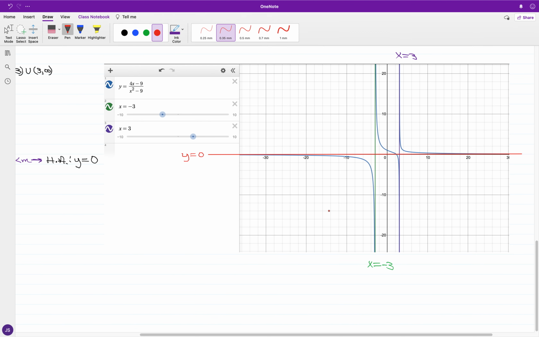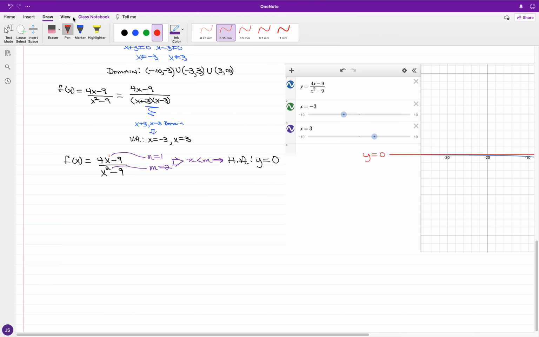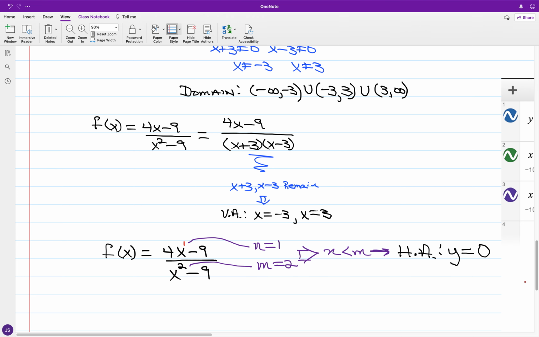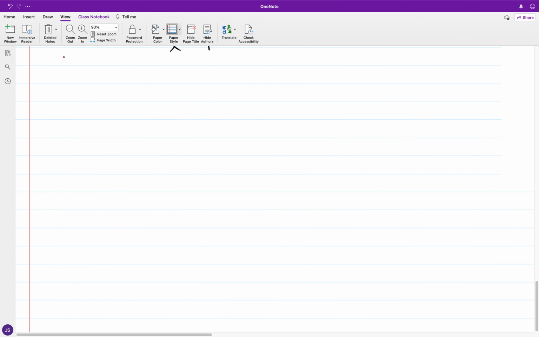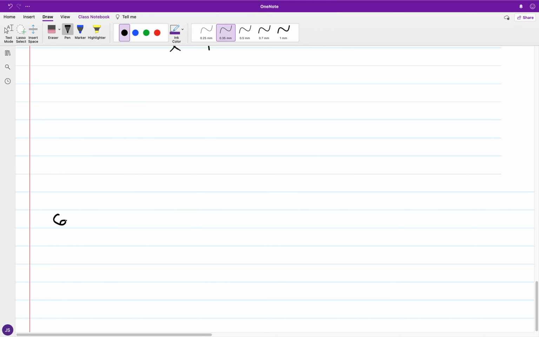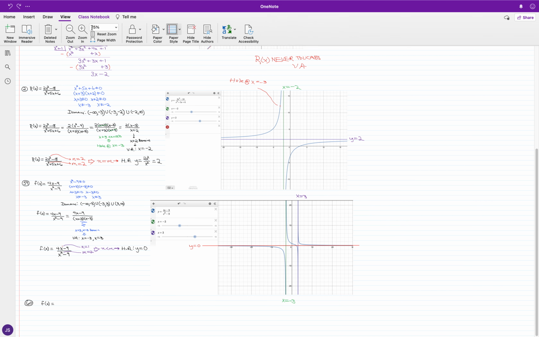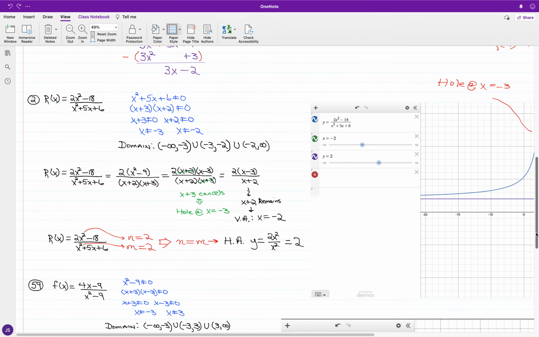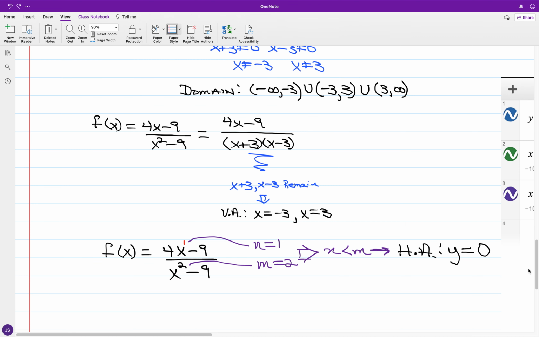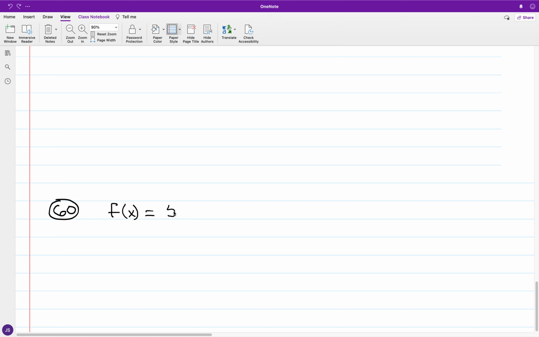All right, now for the next item, number 60, and we have a similar kind of function. For 60, you have f of x equal to 5x minus 8, all over x squared minus 4.